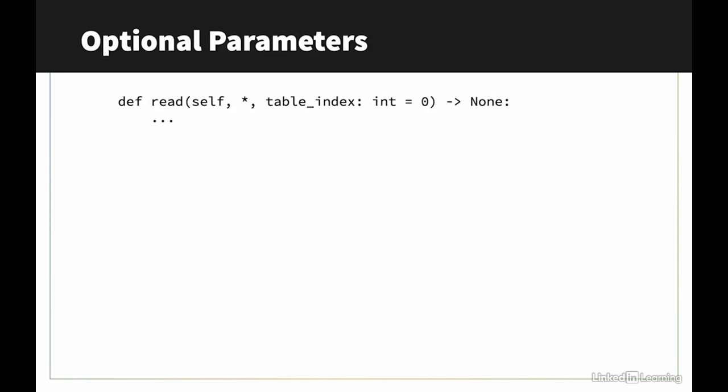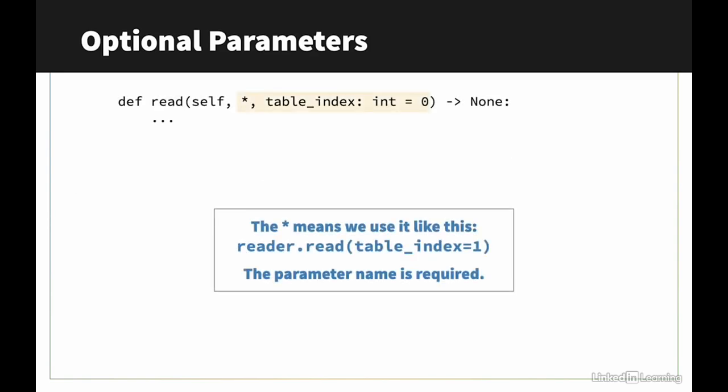The other common approach available in Python is to provide default values for parameters, making them optional. This leads to properly polymorphic classes. Here is how I can make the table index parameter to read optional. I provide a default value of 0.